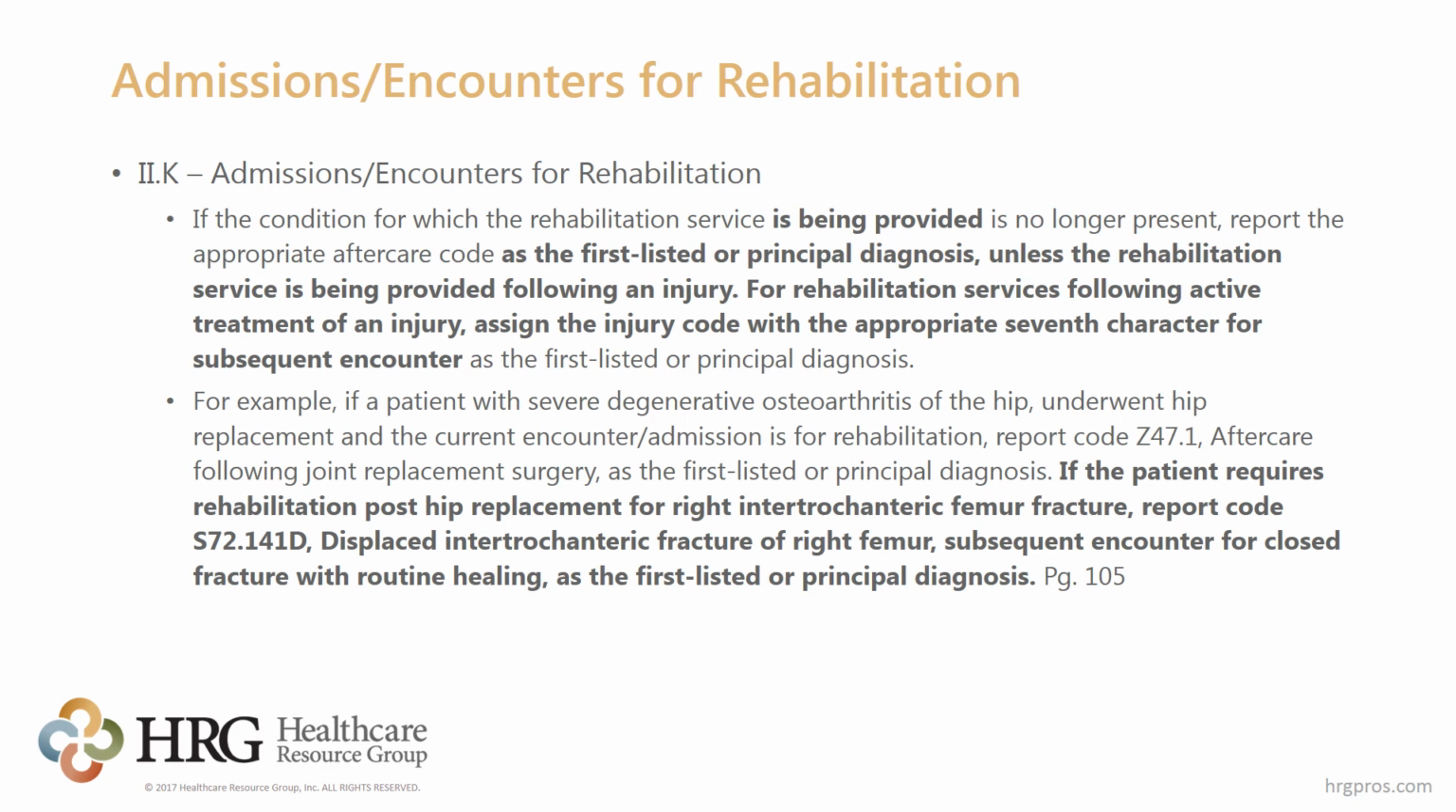The next bold area is talking about a patient who received rehab for a hip replacement after a right intertrochanteric femur fracture. So you would actually use the femur fracture code, subsequent with routine healing, as the first listed code.